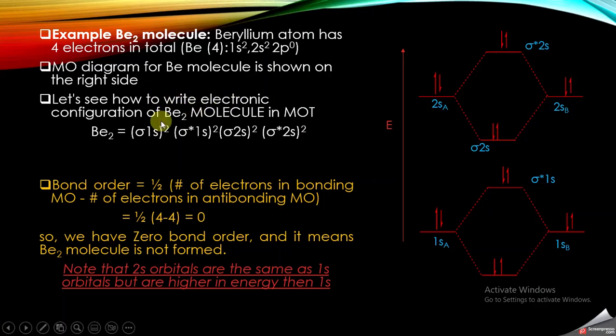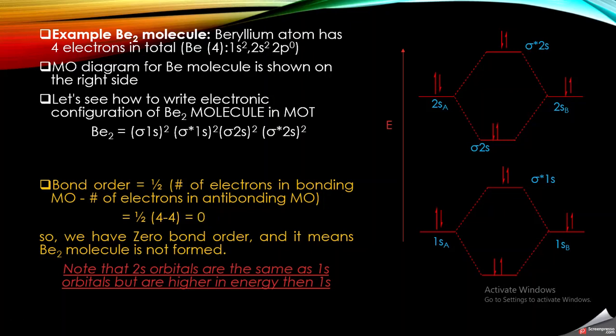Let's write down the electronic configuration of beryllium. We have sigma 1s with 2 electrons, sigma star 1s, again 2 electrons, sigma 2s has 2 electrons, and sigma star 2s has 2 electrons. So bond order is 1 by 2 into the number of electrons in the bonding molecular orbitals minus the number of electrons in the anti-bonding molecular orbitals, which gives us 0. So it means that the beryllium molecule is not formed.